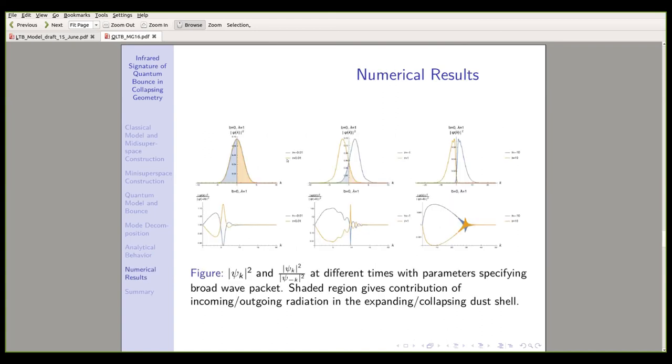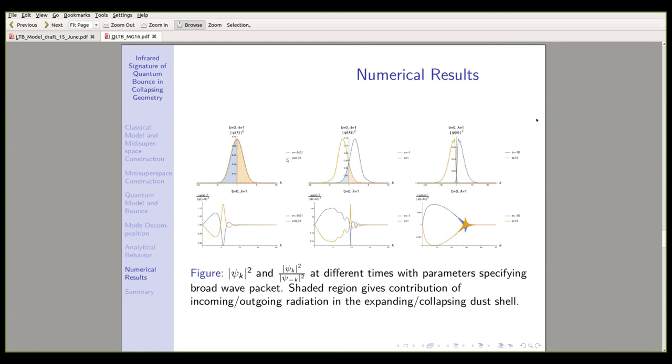Now, here are some numerical results. We have plotted, along the x-axis, the wave number k, and along the y-axis, in the first row, |psi k|^2, and in the second row, the ratio of incoming modes to outgoing modes. We have plotted them for different times. This blue curve is for the collapsing phase, and the orange curve is for the expanding phase. The shaded blue region gives us the contribution of outgoing modes in the collapsing phase, and the shaded orange region gives us the contribution of incoming modes in the expanding phase.